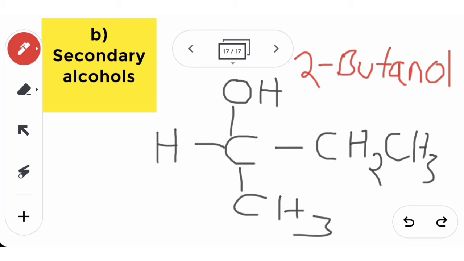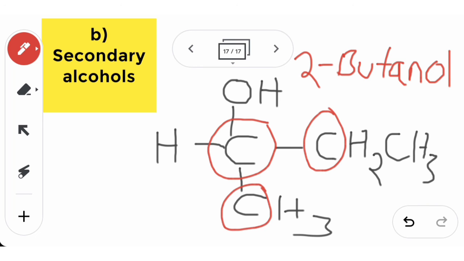Another example of a secondary alcohol is 2-butanol. So we have our alpha carbon right here. Then if we count, we have two carbon atoms that are directly attached to our alpha carbon. So we have this carbon, one. We also have another one, two. So we have two carbon atoms directly attached to the alpha carbon. So this means that this is a secondary alcohol.